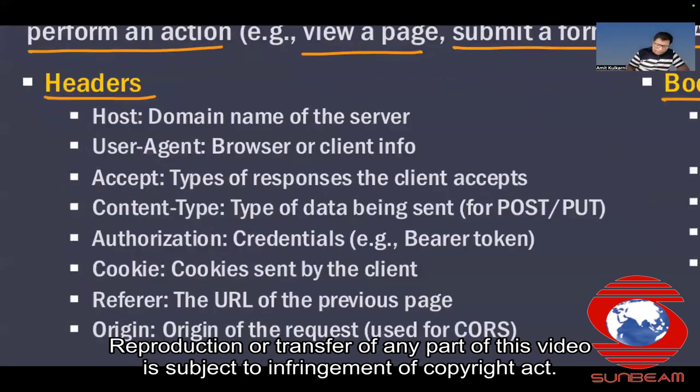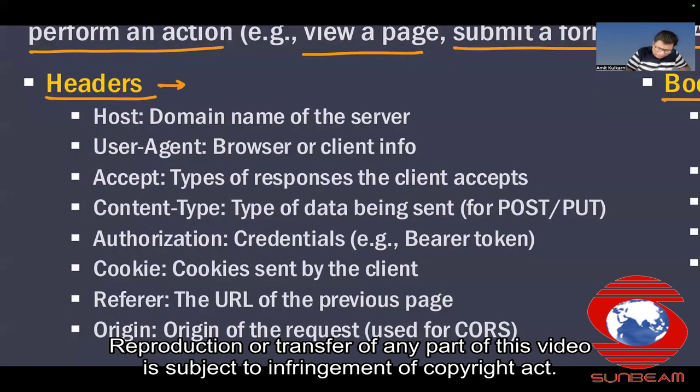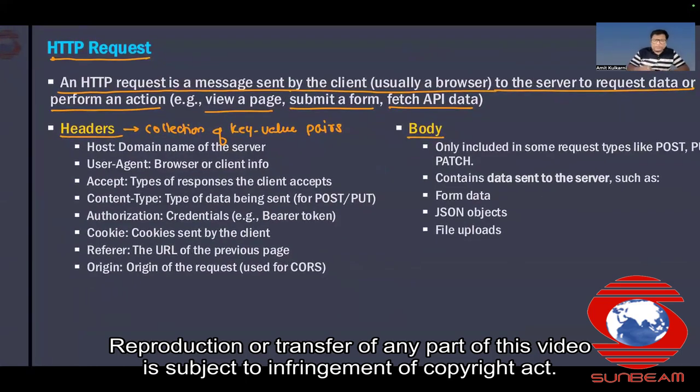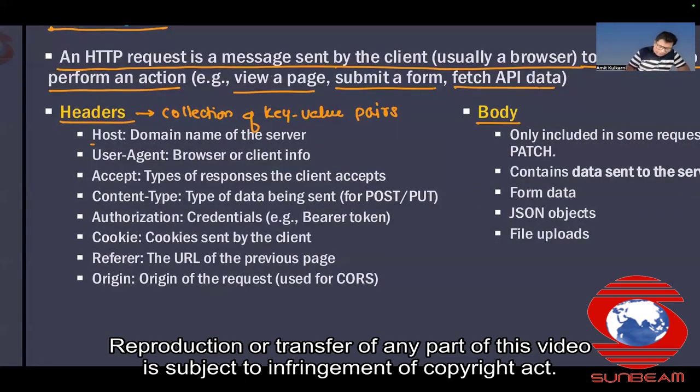So under the header part, you are going to have all the key value pairs. This is the collection of key value pairs. This is called the headers part. For example, there's a key called host, like a domain name of the server, user agent, a browser or client information, and there are a bunch of them. For example, there's a cookie, there's a referrer, there's an origin, and so on and so forth. All of these header parameters will be sent by the client to the server.